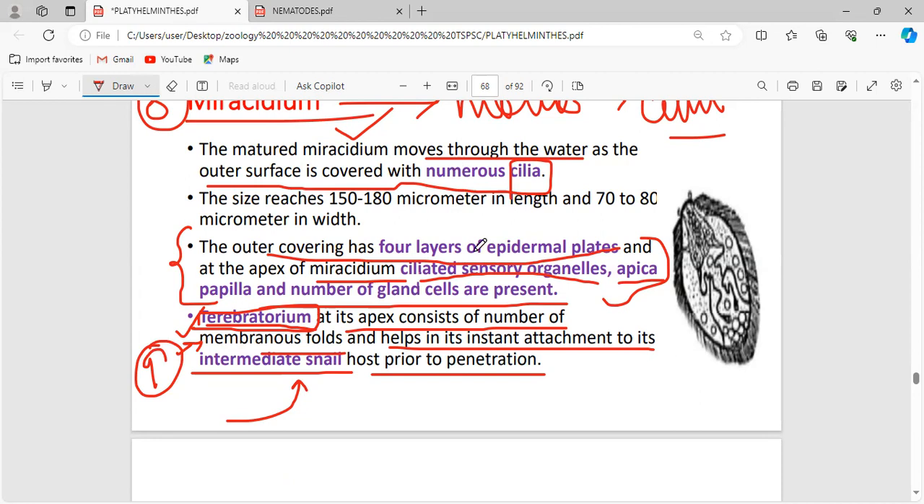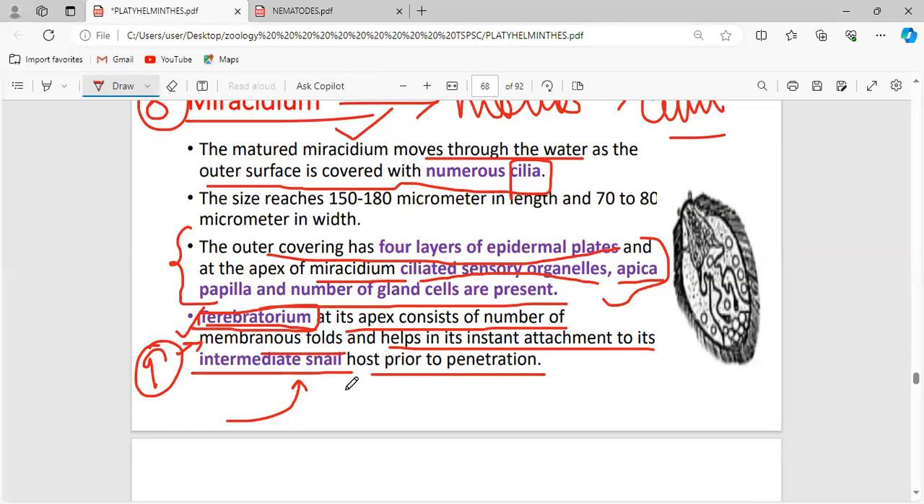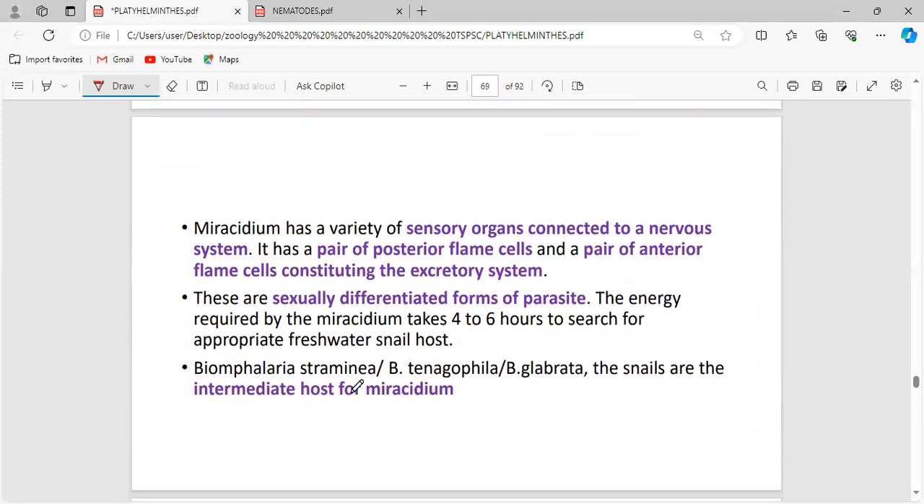Clear? So you have to remember the miracidium is motile because of cilia. And through this water, it is going to reach the intermediate host, the snail. Okay, fine. Next, this miracidium has a variety of sensory organs connected to a nervous system. So it has sensory organs so that it can sense the intermediate host. It has a pair of posterior flame cells. What are flame cells and what is their function?